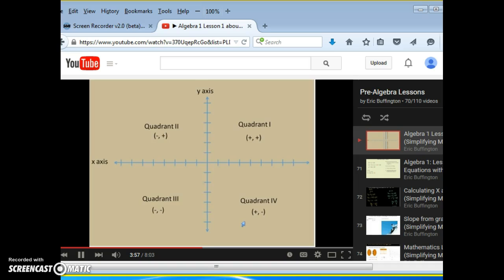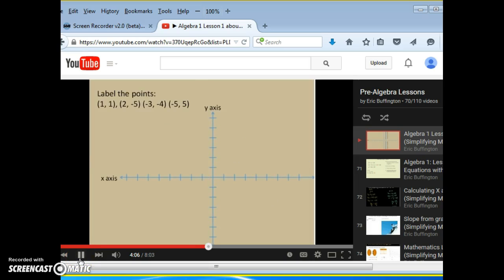So those are the 4 quadrants, and also what values of points you would have in each of those quadrants. So that's something else that you'll see as far as the basics of graphing. So what we're going to do now is practice just a little bit, labeling some points.